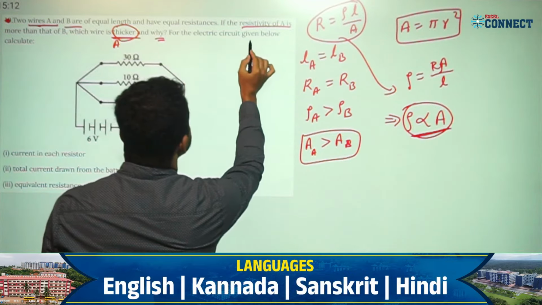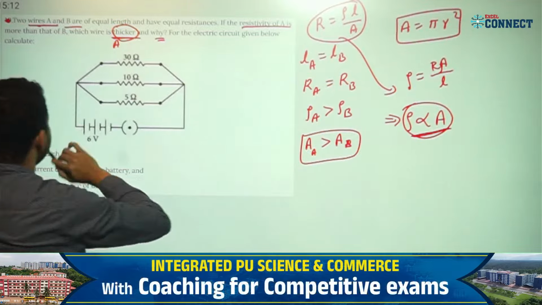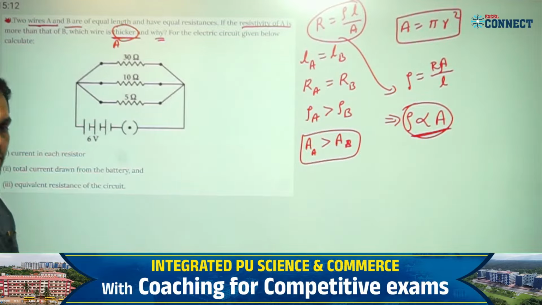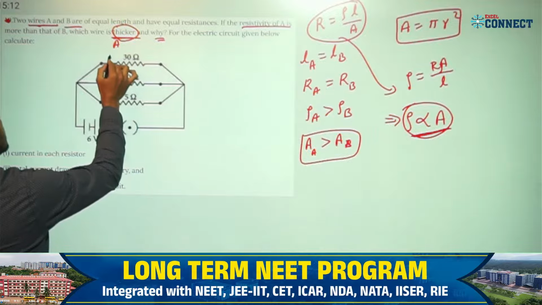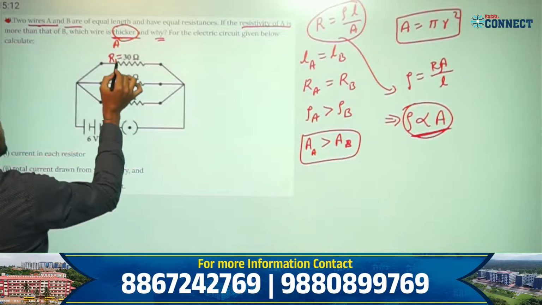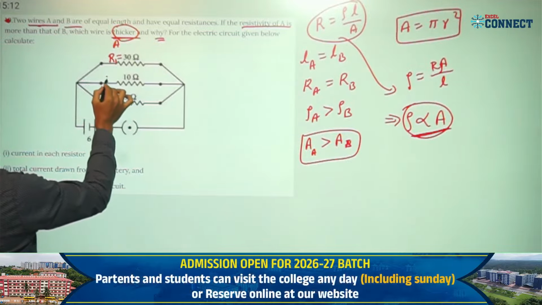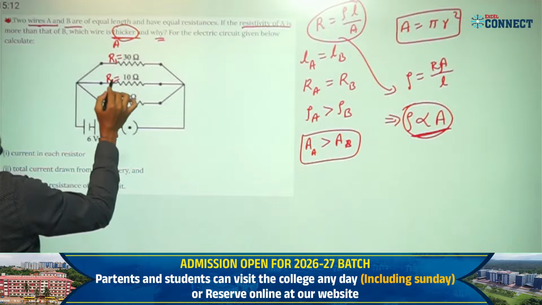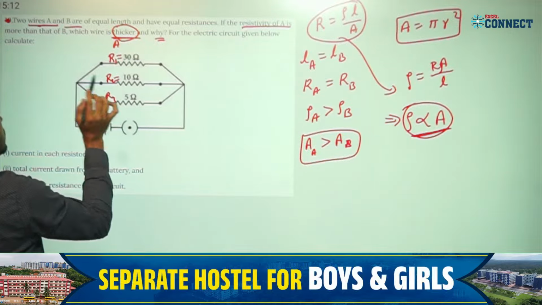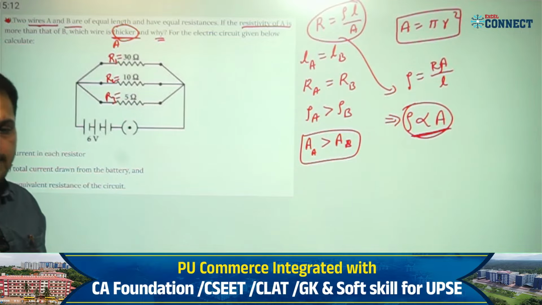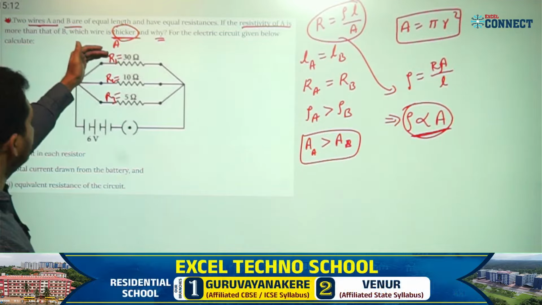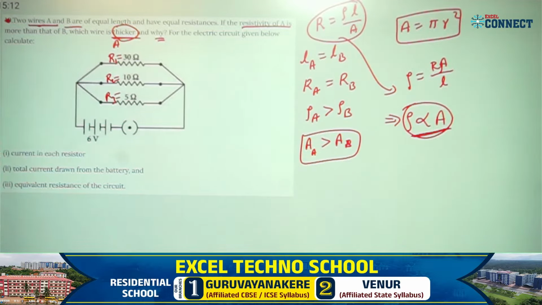For the electric circuit given below, this circuit is given. Here the resistances are, I'll write, R1 is 30, R2 is equal to 10 ohm, and R3 is equal to 5 ohm. Three resistors are given here. I'll write these as R1, R2, and R3.